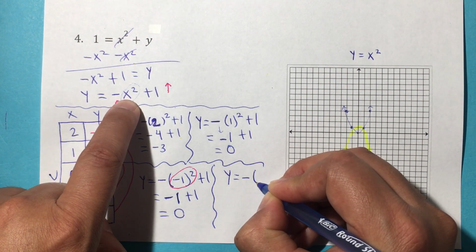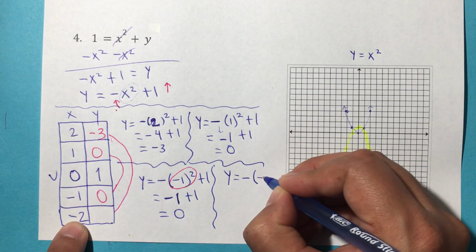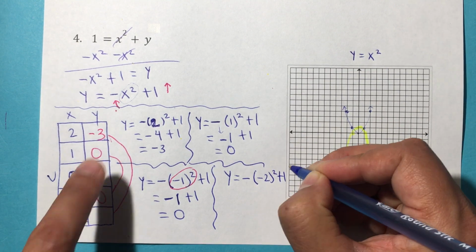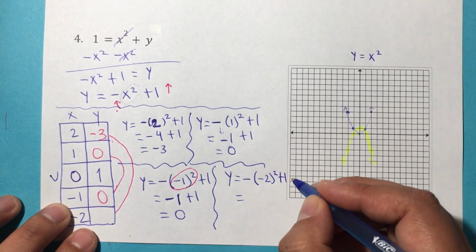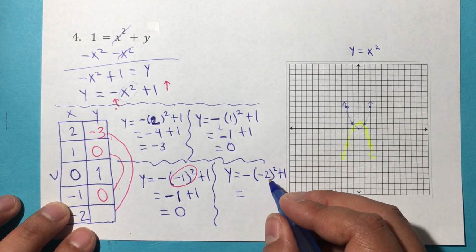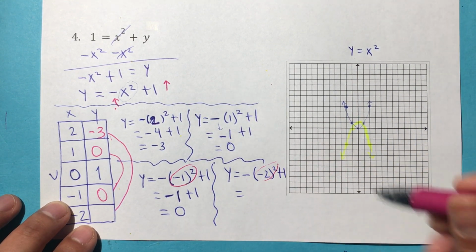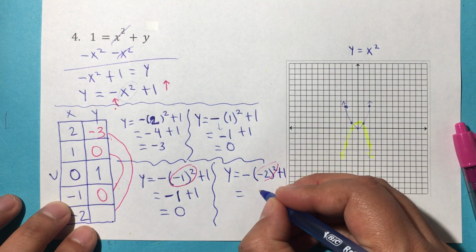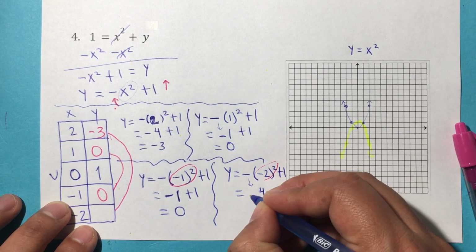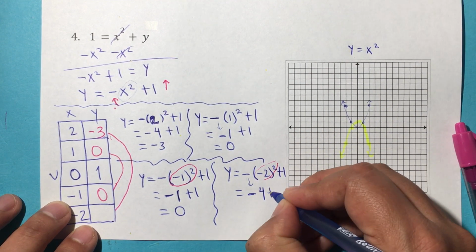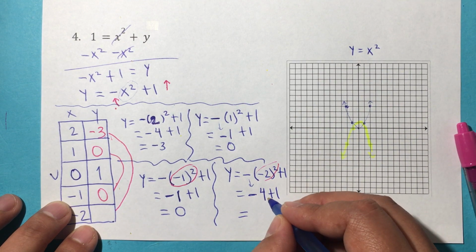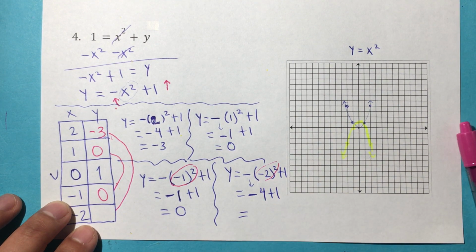And then the last one, y is equal to negative. We open the parentheses to substitute the x, which is negative 2 squared plus 1. Again, we don't multiply negative times negative. Careful. We do the power first, the exponent first. So negative 2 times negative 2 is positive 4. And just bring down that negative, plus 1. Negative 4 plus 1, negative 3.